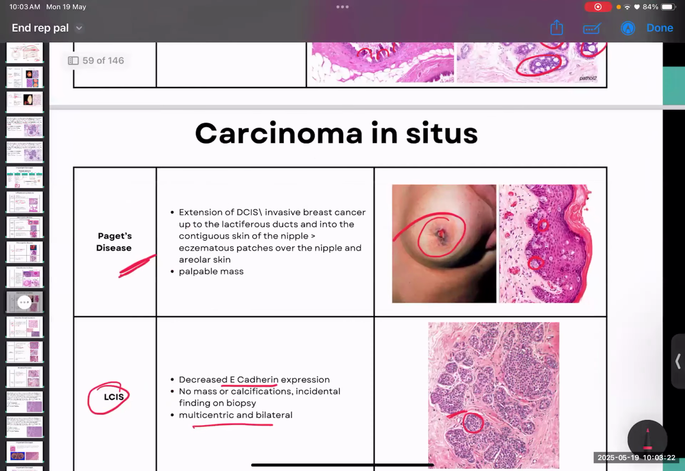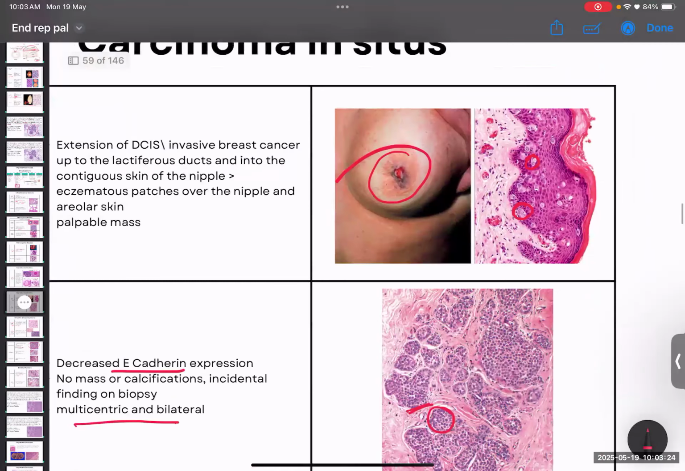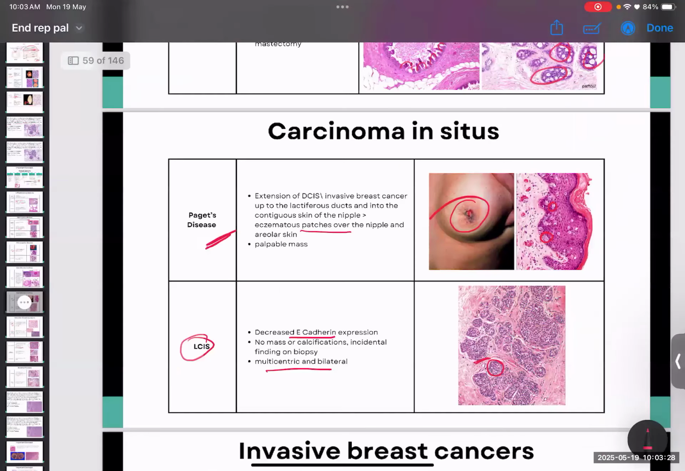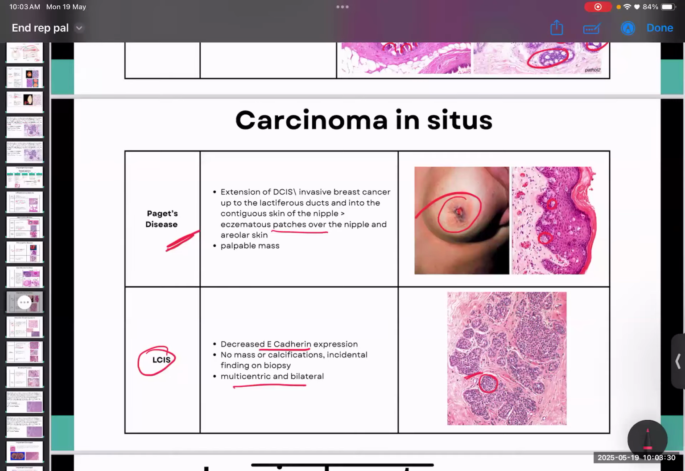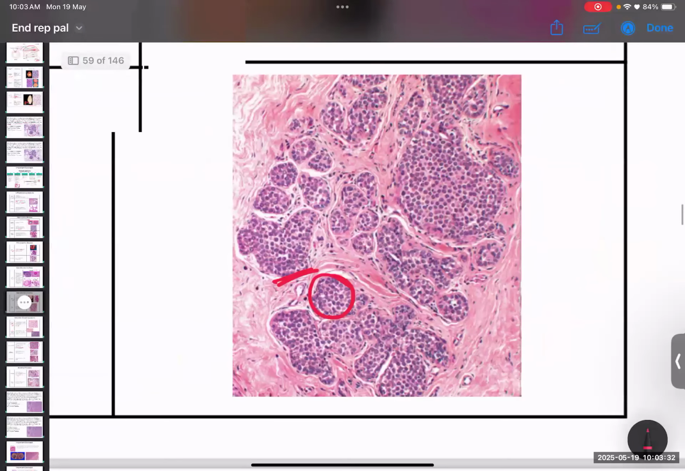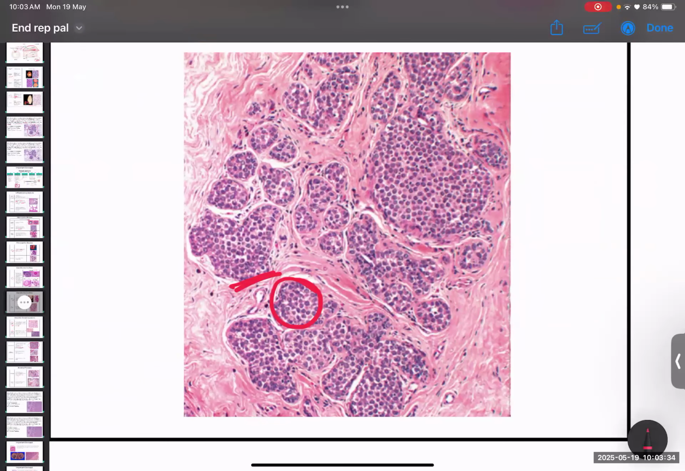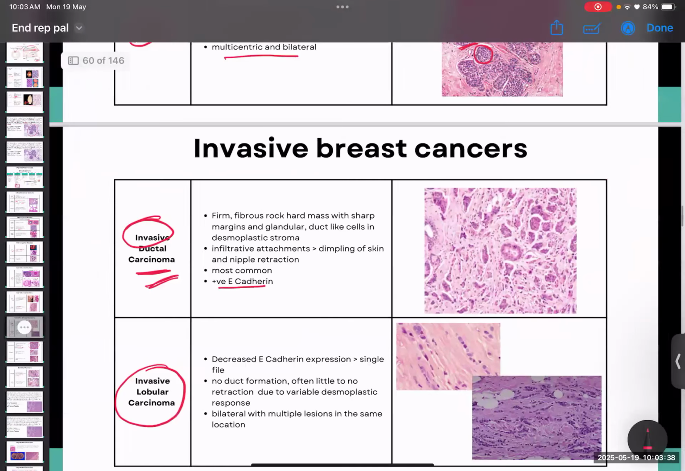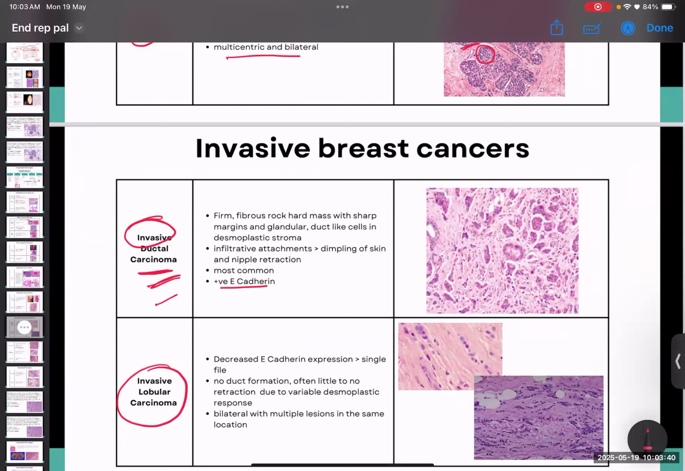And Paget's disease have Paget cells with them, and they have a very classic presentation of eczematous patches over the skin and nipple. LCIS looks like a lot of cells within the lobules itself. And when we were talking about invasive cancers, I just found it really hard to diagnose invasive ductal carcinoma solely based on this. So I would diagnose it just by eliminating other options.